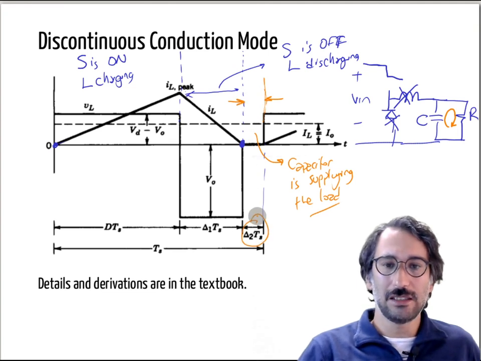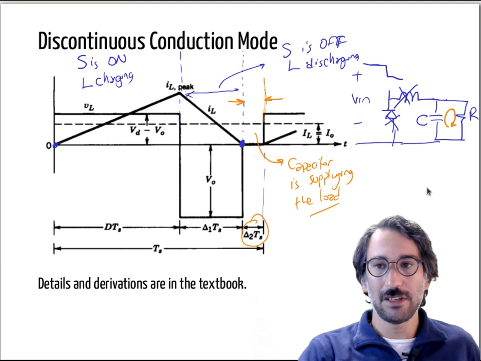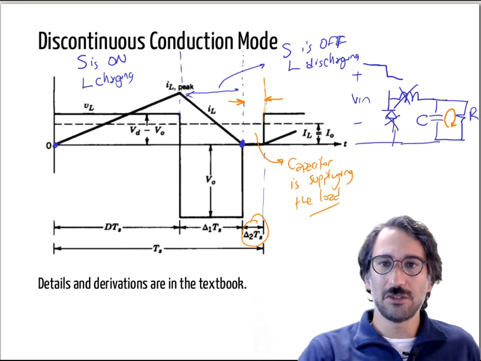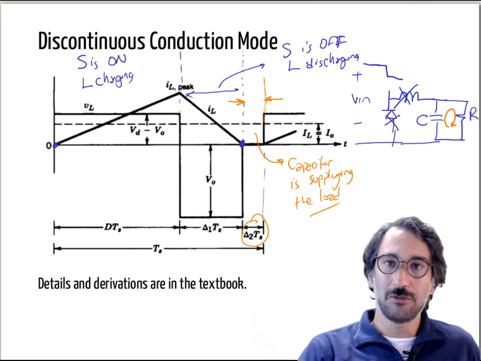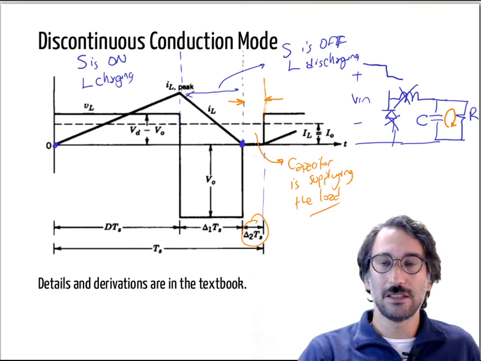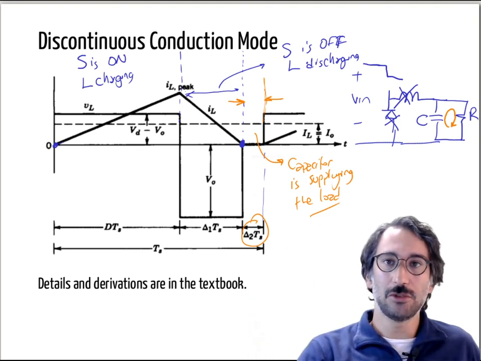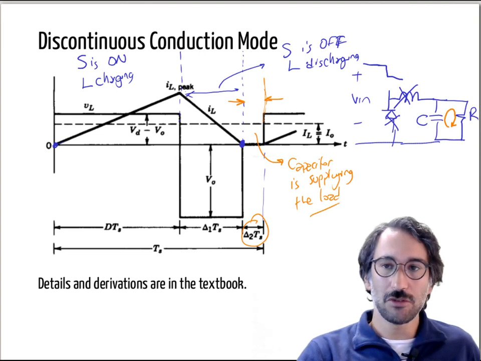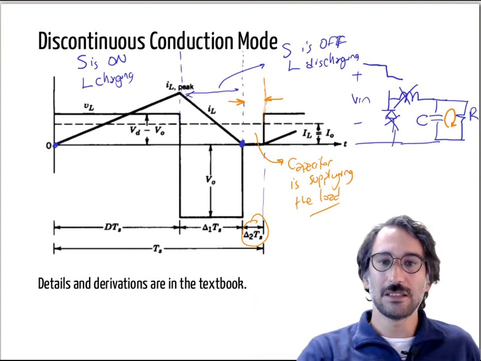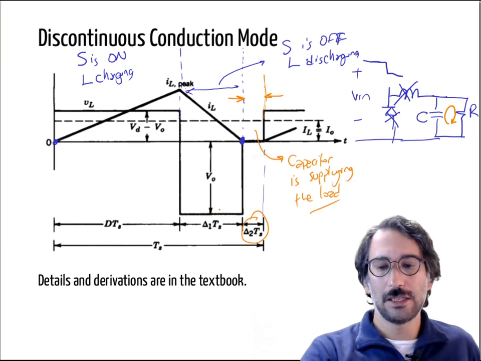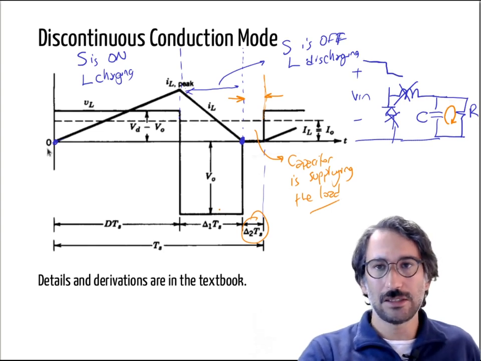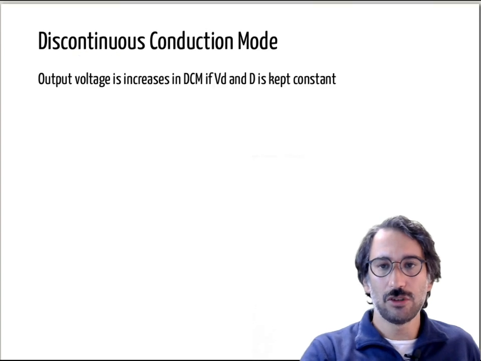Okay, again, in the textbooks there are some derivations, but as one disadvantage of DCM, if you just keep the capacitor size constant, then that will cause more voltage ripples at the output. Or if you want to keep the output voltage ripples controlled, then you need to increase the size of the capacitor. So let's have a look at not the ripple but the average voltage changes.